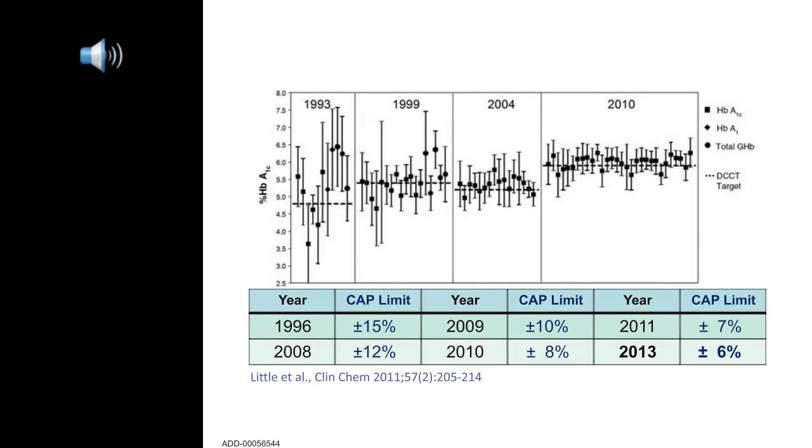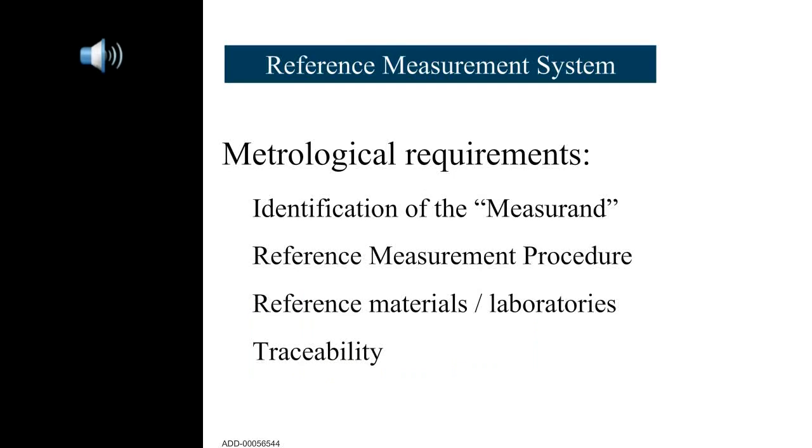But you can see the large improvements that were achieved by introduction of the NGSP harmonization program. You can see here the range of results found in laboratories around the US in 1993 improved dramatically over the years to 2010, and the range of results achieved by laboratories is now so much better.